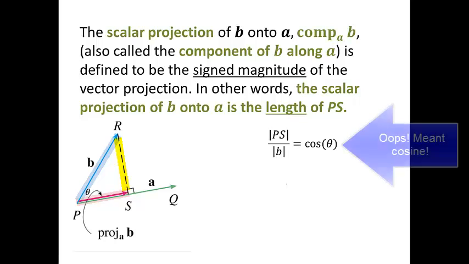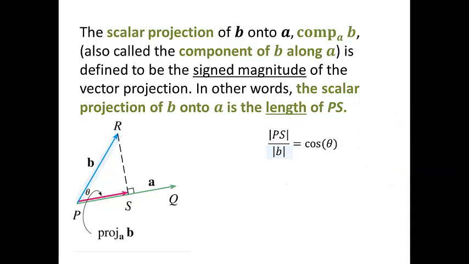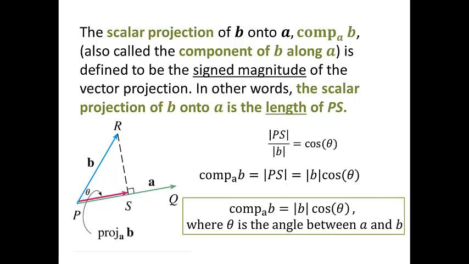Therefore, the cosine of theta is the length of the adjacent side divided by the length of the hypotenuse, or length of PS divided by the length of B. Solving for PS, we see that the scalar projection of B onto A is the length of B times the cosine of the angle between A and B.